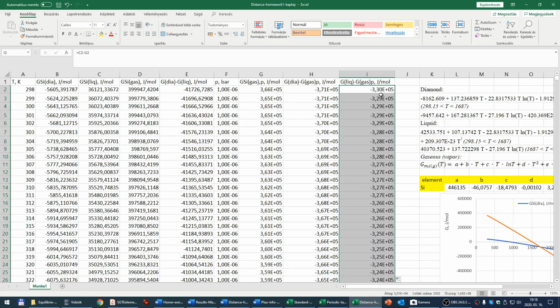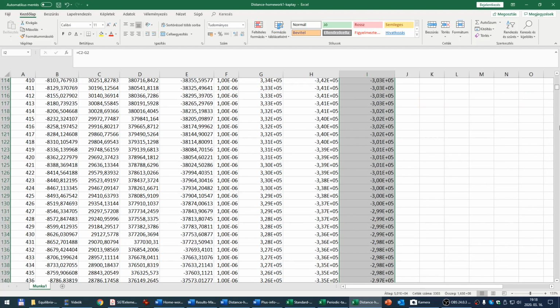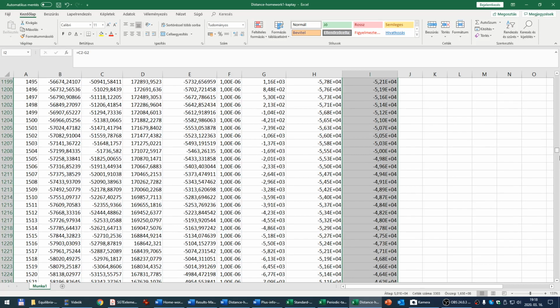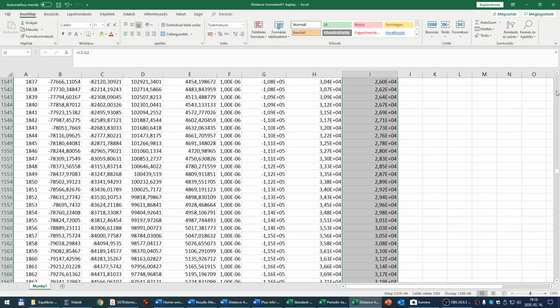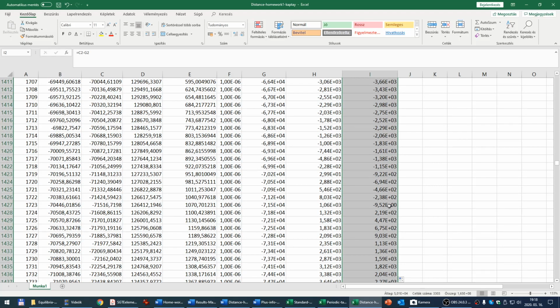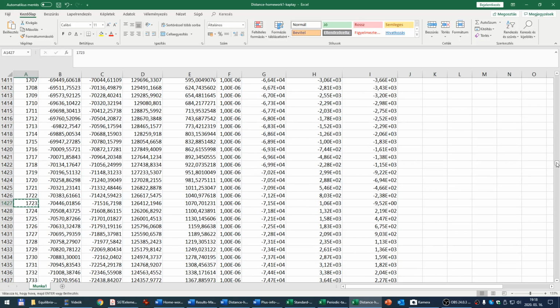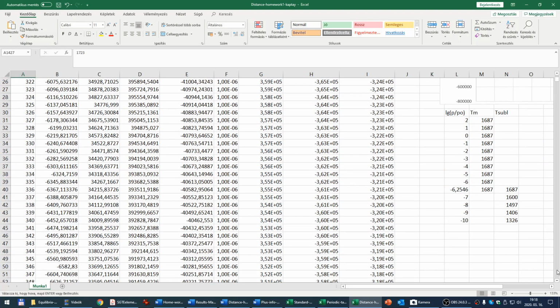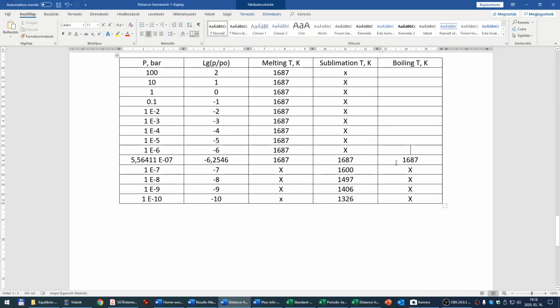Double click. I roll down to find more precisely the cross section of 1700 Kelvin or so. Okay, here we are. So minus 9.5 or plus 219, obviously this is closer to 0. This is our best boiling point at 1 microbar of pressure, and I put it also here.